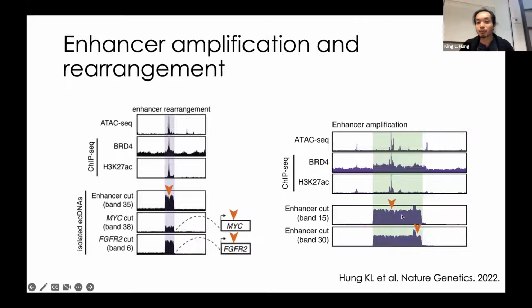This is an even more interesting example where we were able to isolate an ecDNA that has no oncogenes. This ecDNA has only enhancers, again, marked by ATAC-seq peaks and BRD4 and H3K27 acetylation.